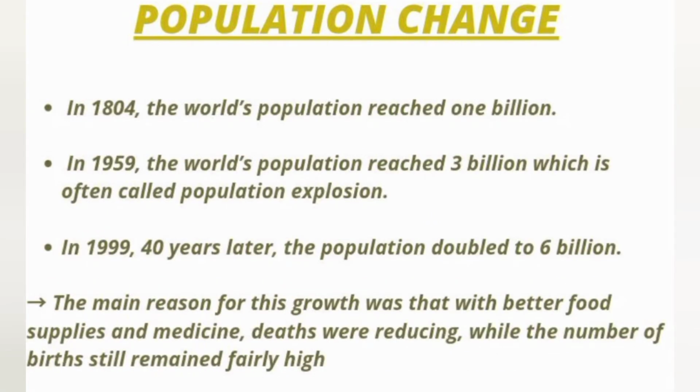In 1804, the world's population reached 1 billion. In 1959, the world's population reached 3 billion, which is often called population explosion. In 1999, 40 years later, the population doubled to 6 billion. The main reason for this growth was that with better food supplies and medicines, deaths were reducing while the number of births still remained fairly high.